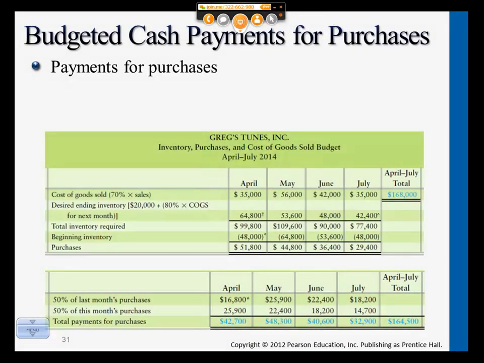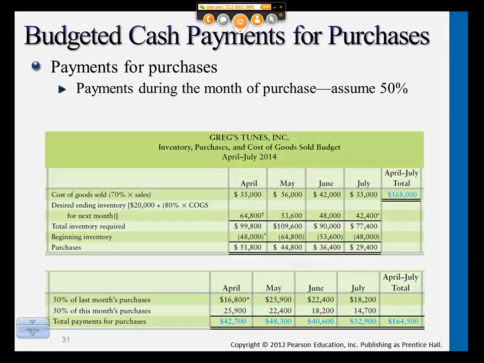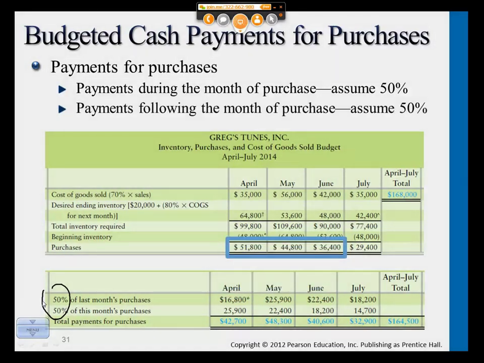All right. So let's look at the other part of our cash budget. We said that the second one is budgeted cash payments for purchases. And what do we have here? So we have all payments for purchases, and that consists of two parts. The first one, we have payments during the month of purchase, which we're going to say is 50%. You see it right here, right? And then payments following the month of purchase, again, it's our 50%.